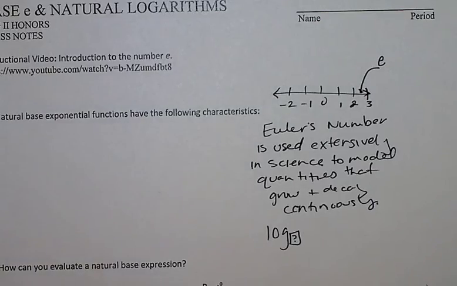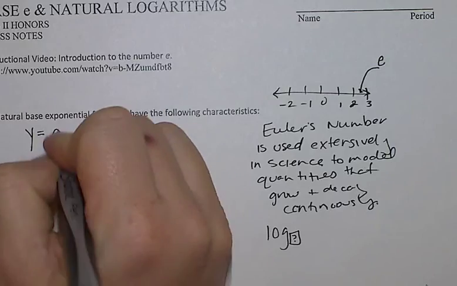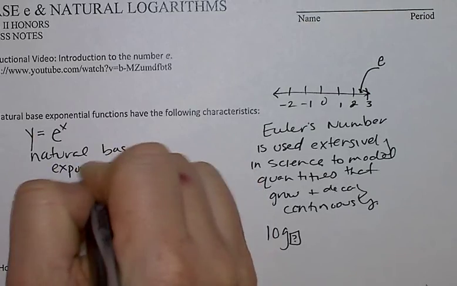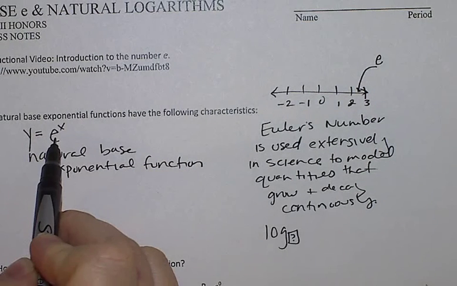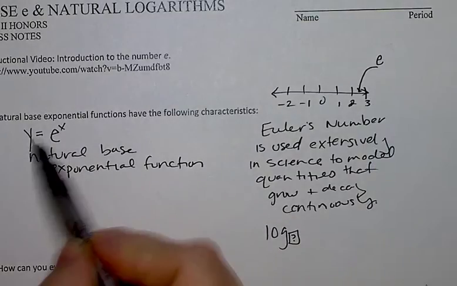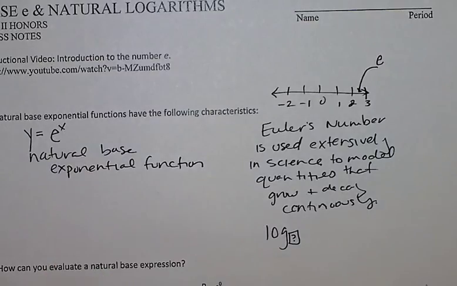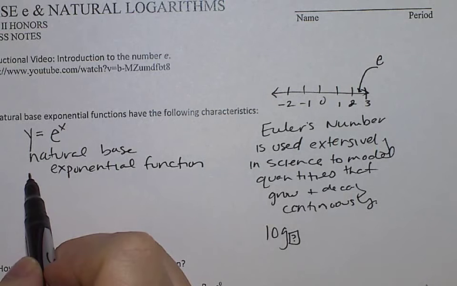All right, so we're going to graph what is referred to as the natural base exponential function. Remember that E is a number. It's a positive number greater than 1. If you take a positive number greater than 1 and you raise it to the x power, is that going to represent exponential growth or decay? You should know this better. If you take a number that's greater than 1 and you raise it to an x, is that an example of exponential growth or decay?